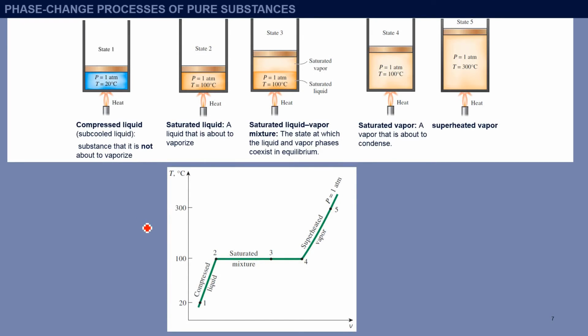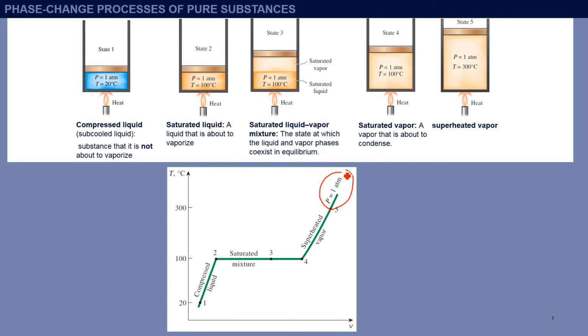So this kind of a diagram is called TV diagram. This is very important. Go through this slide again and again, and remember all of these bold fonted terms. We are going to use these again and again. So this is the completed graph. You can see compressed liquid is represented by this line, saturated mixture is represented by this horizontal line, and superheated vapor is represented by this line. And this process, as I told you at the beginning, is for P equals 1 atm.